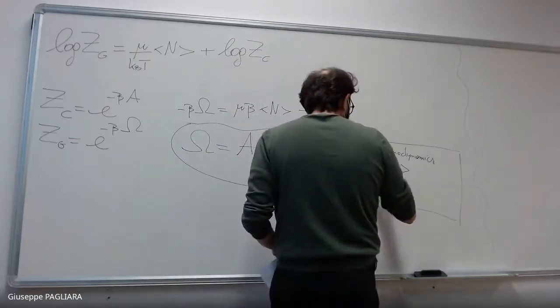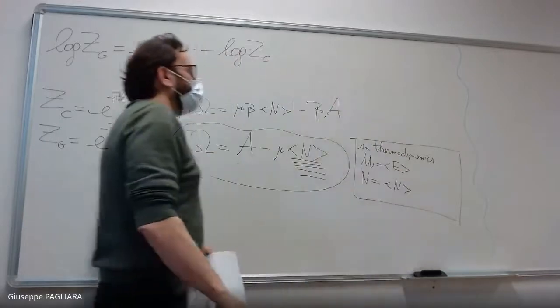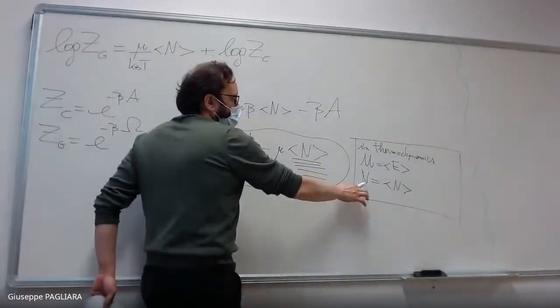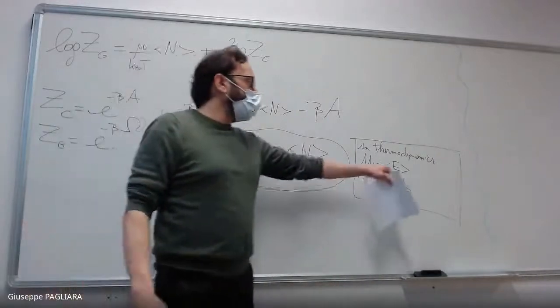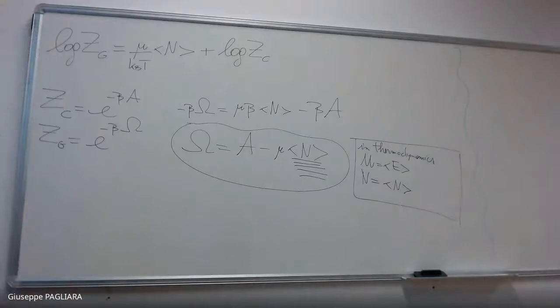Okay, so let me just rename the average of N as N, as the average of E was U. Okay, so it's a problem of notation that I don't find in any books how it is solved.